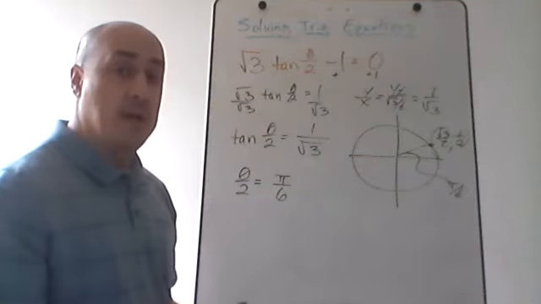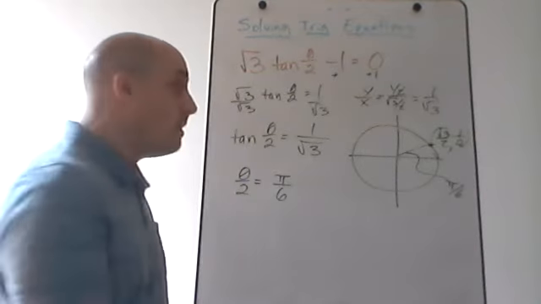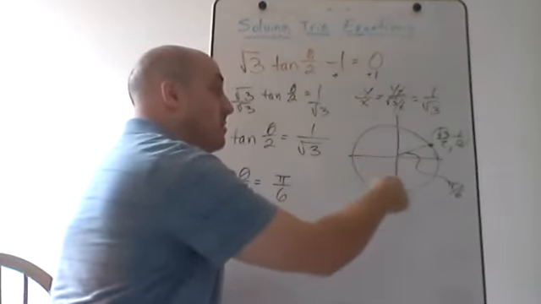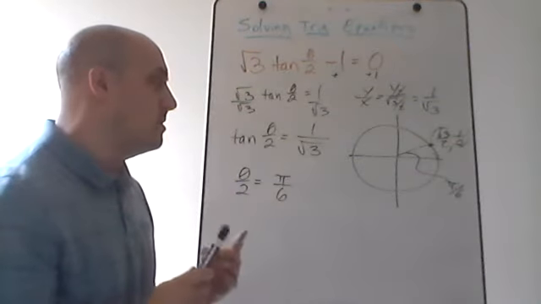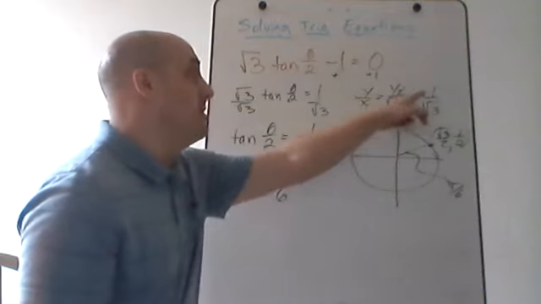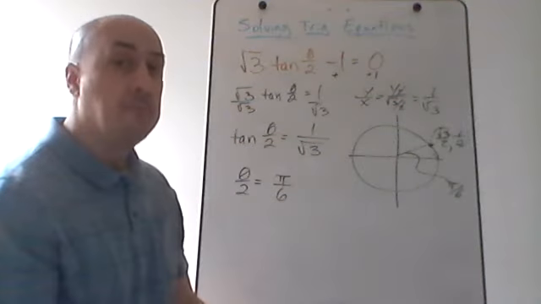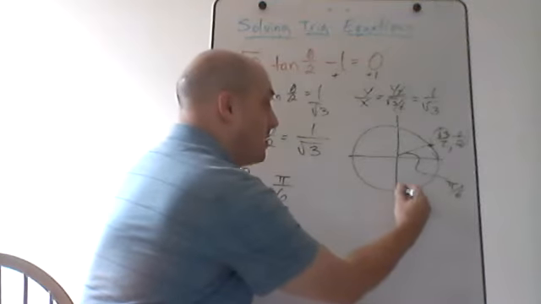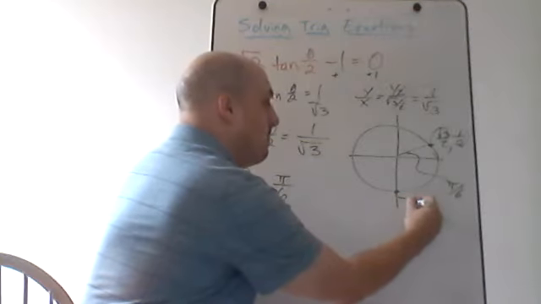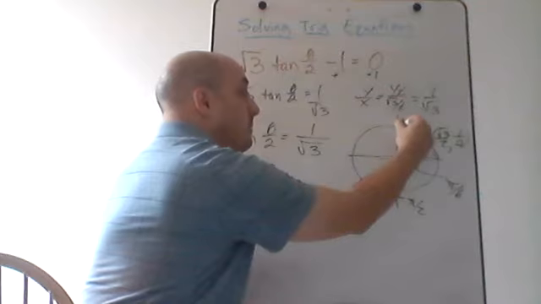Remember, sine and cosine, the period is 2 pi. Right, the period is the entire unit circle. So when I did sine and cosine, I always had to look for another point on the unit circle that gave me the same value, in this case the 1 over square root of 3. With the tangent function, I don't have to do that. Because remember, the tangent function, the period is pi, not 2 pi.